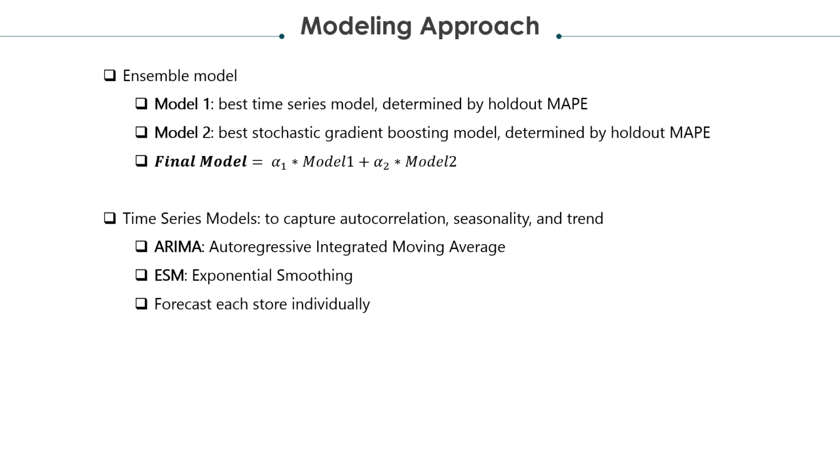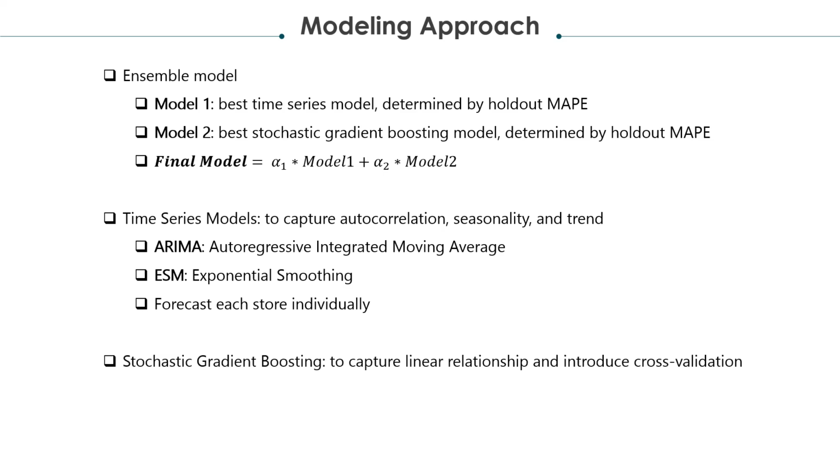And whenever we do those, we'll forecast each store individually. We'll take the time series for each store, fit the best either ARIMA or ESM model, and then we'll see which of those two is the best for that particular store. And as we'll see, for some of them it'll be an ARIMA and some will be an ESM, but we'll take that one as the champion time series model.